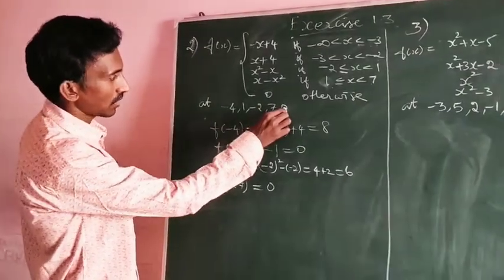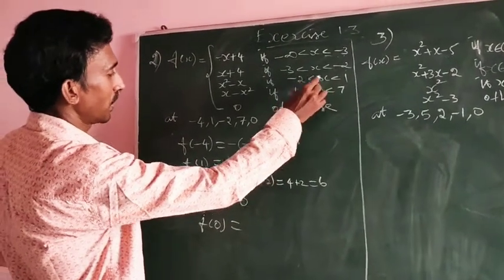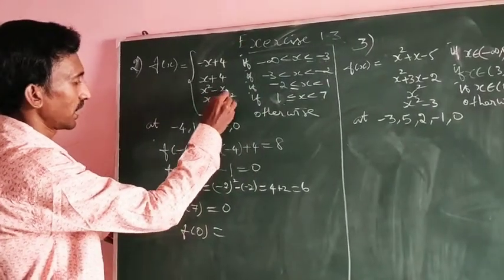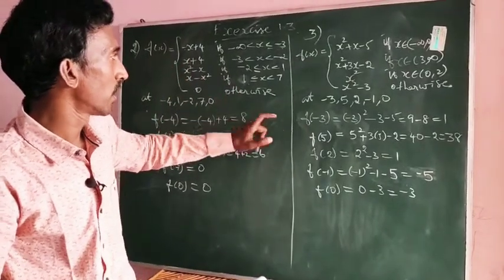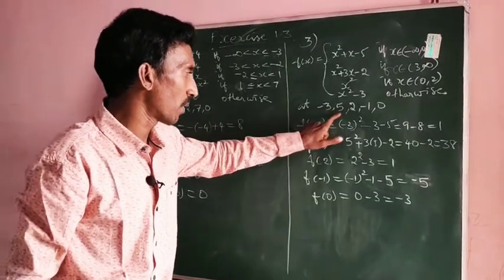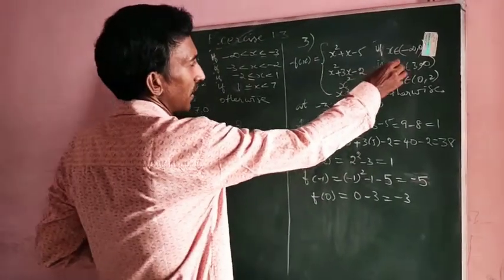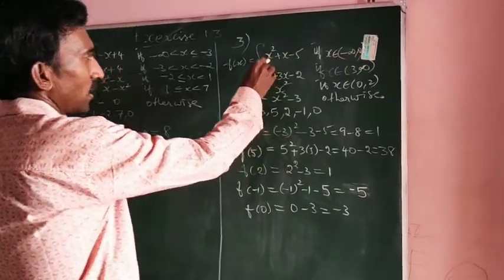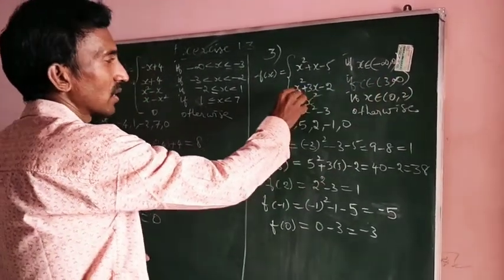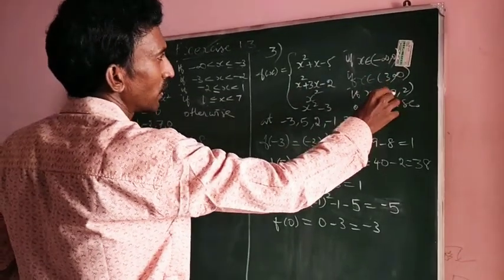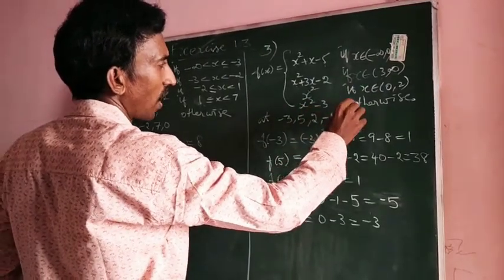So now the last one, f of 0. 0 lies in the third interval, -2 to 1. So 0 minus 0, we are getting 0. The question is also similar to the second question. Write down the value of f at -3, 5, 2, -1, 0, where f of x is given. If x lies in the interval -∞ to 0, then the value is x square plus x minus 5. If x lies in 3 to infinity, then the value is x square plus 3x minus 2. If it lies between 0 to 2, x square, or x square minus 3 for other values.